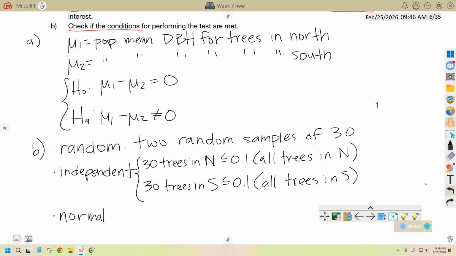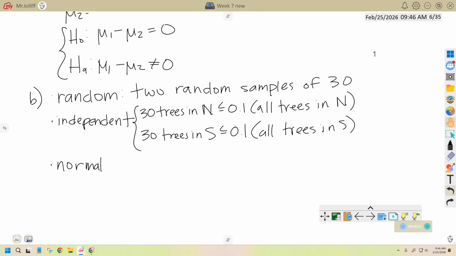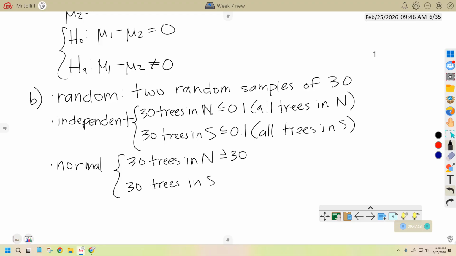And the question is, how do we check for normal? So Julia, how do we check that we're normal? Very good. We start with sample size and the central limit theorem. Perfect. So 30 trees in north and 30 trees in south. Those are my samples. And in both cases, they are greater than or equal to 30. Just barely. We squeak in at that 30 cutoff.